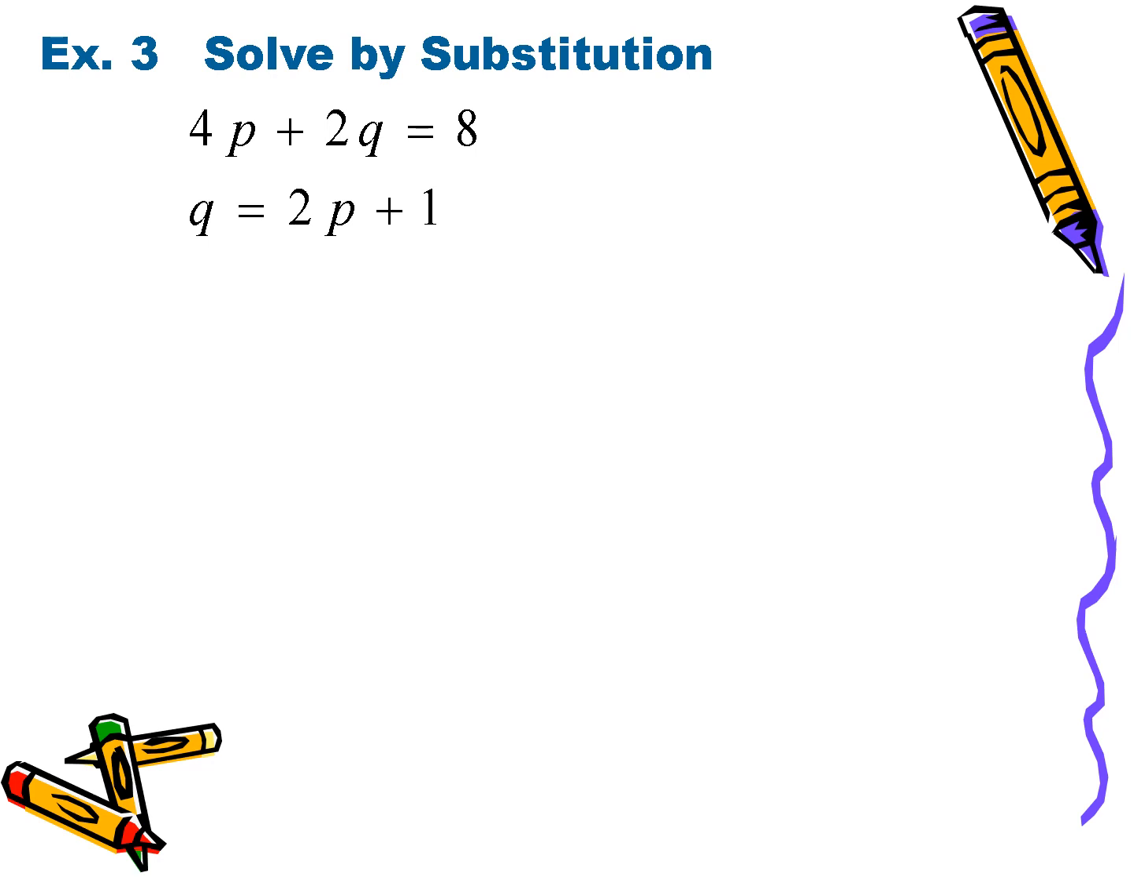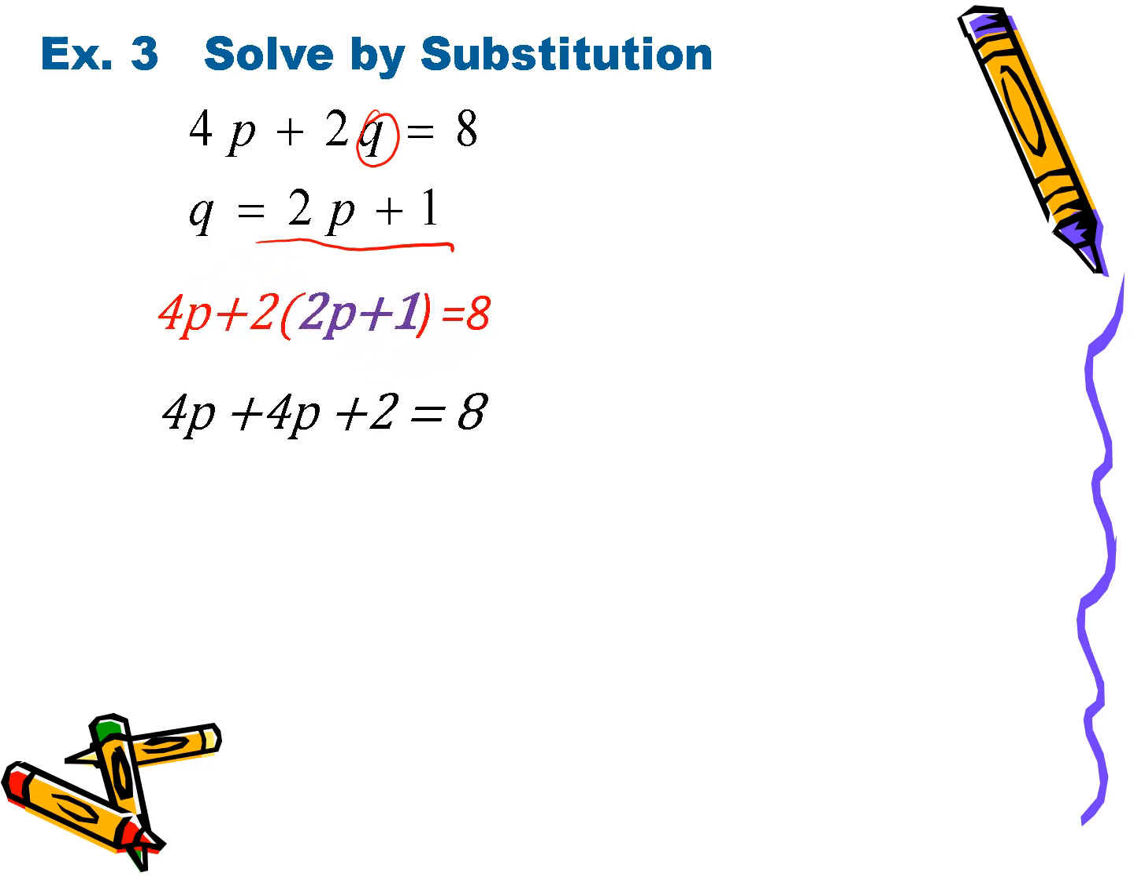All right, welcome back. What this says is I have 4p plus 2q equals 8, and then q equals 2p plus 1. So what that means is I'm going to take that q and replace it with 2p plus 1. I now distribute the 2, combine like terms, and move the 2 to the other side, subtracting 2 from both sides. I then divide, but 6 over 8 is 3/4.